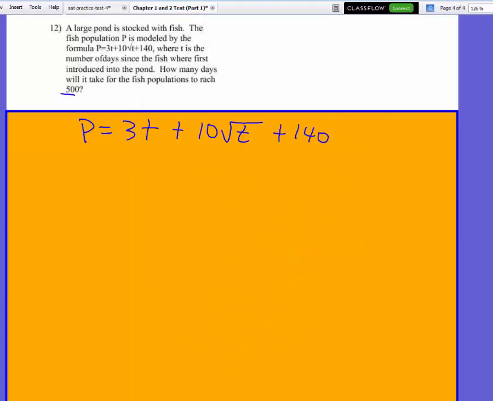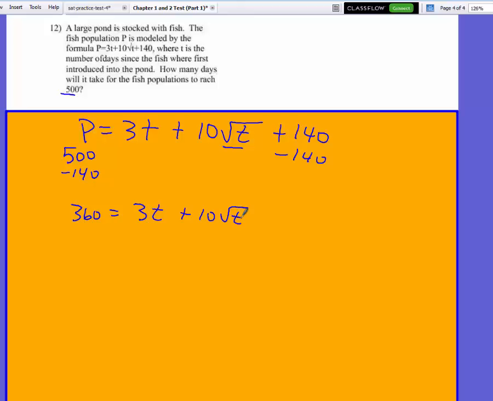All right, for this problem, so we have our formula, right? So I want to try to figure out a way. The main thing I want to be able to figure out is how do I get rid of this square root t? I don't like that. Well, we know it says 500, so I can put the 500 in place of the p. That tells me that's the population. That's what I want to reach. So I can go ahead and subtract the 140 from the 500, and that's going to give me 360 equals 3t plus 10 square root t.